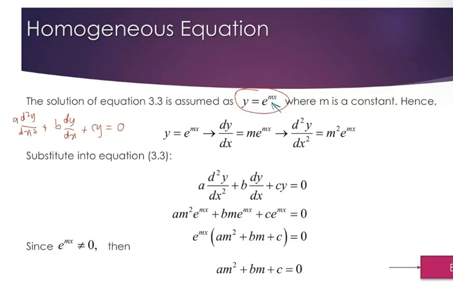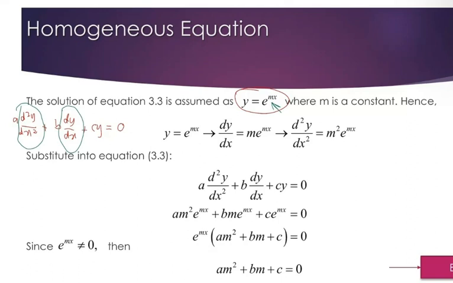In our differential equation, we have second order and also first order. So we take the solution y equal to e to the power mx and differentiate the first time, dy over dx, to get m e to the power mx. Because we have a second order, we differentiate one more time to get d squared y over dx squared, which is m squared e to the power mx.